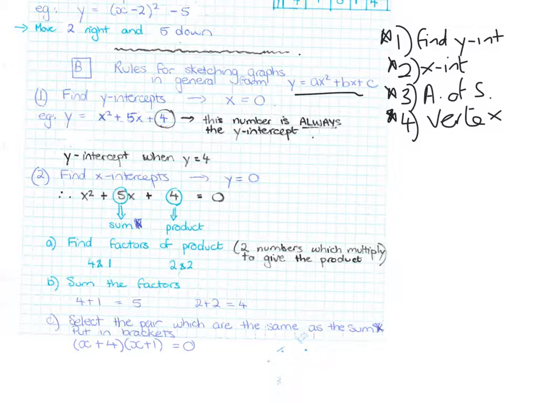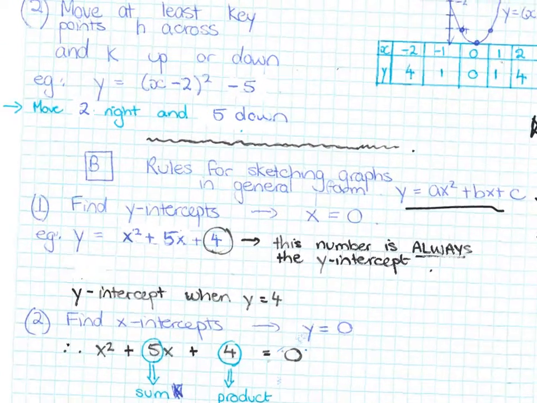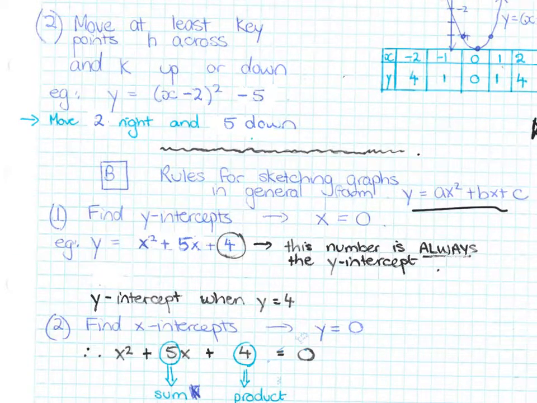So, let's talk about finding the y-intercept. The y-intercept is actually pretty much the simplest thing that we've done, because the y-intercept is when x equals 0. So we're finding the y-intercept. What ends up happening is that the end number over here always ends up being your y-intercept. So for this example, where we've got y equals x squared plus 5x plus 4, this end number is the y-intercept. So our y-intercept is simply when y equals 4. That's all it is.